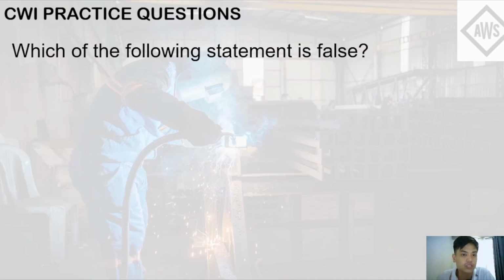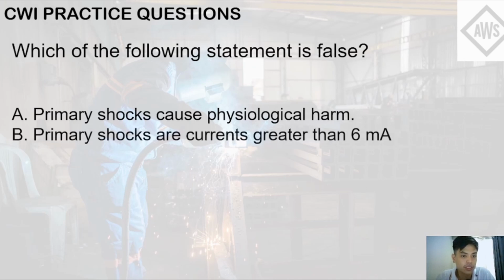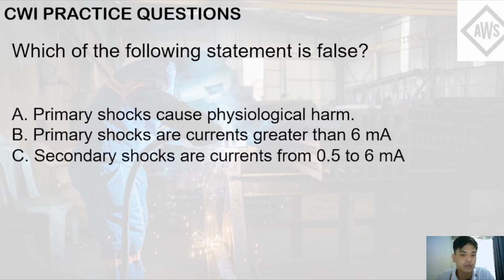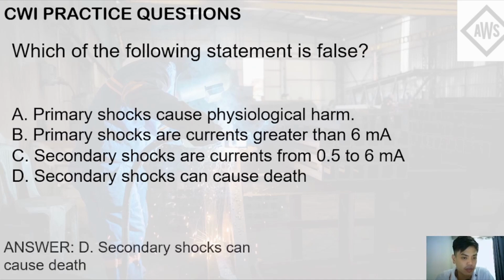Next question. Which of the following statements is false? Letter A, primary shocks cause physiological harm. Basically, this question is regarding electric shock. Letter B, primary shocks are currents greater than 6 milliampere. C, secondary shocks are currents from 0.5 to 6 milliampere. Letter D, secondary shocks can cause death. So which of the following statements is false? By the way, you can pause at any time if you want to think of the correct answer. So the answer here is letter D.